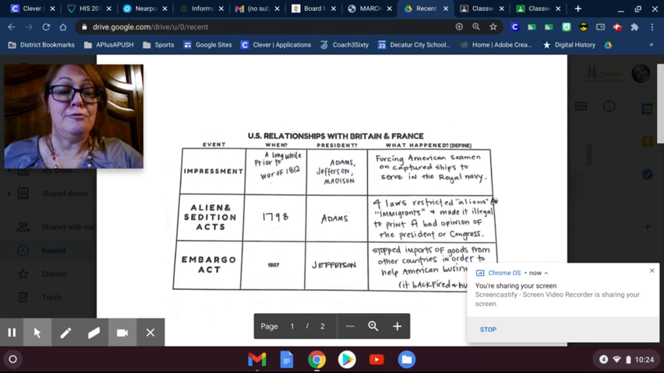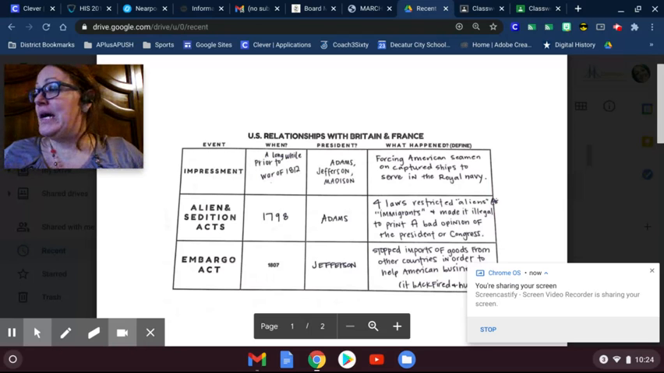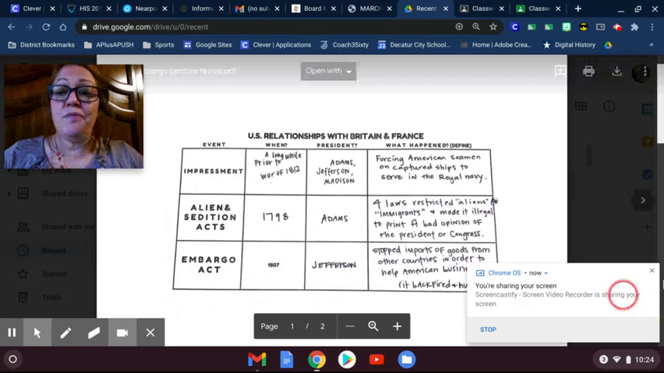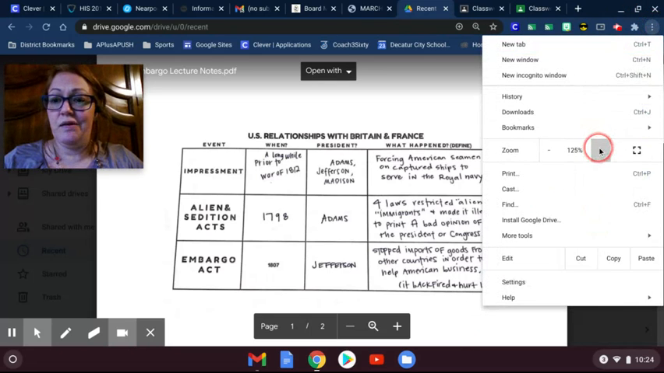Okay, so we finished up talking about the relationships with Great Britain and France and the things that are coming up when we return. We're looking at a few of the standards prior. So we looked at the XYZ Affair, the War of 1812, and the Monroe Doctrine. These are some things that are going to affect America and their relationships.